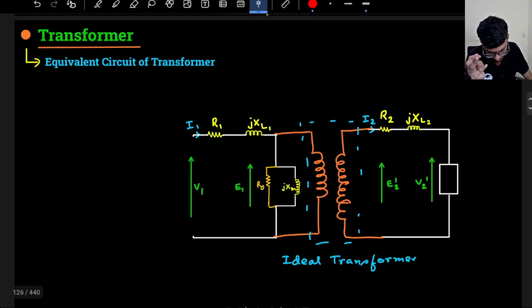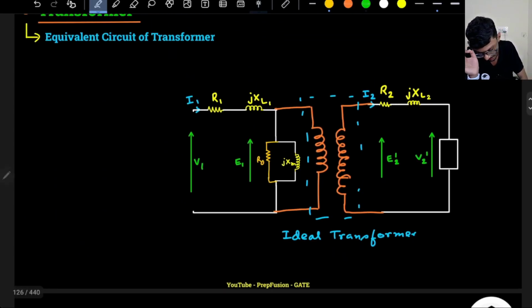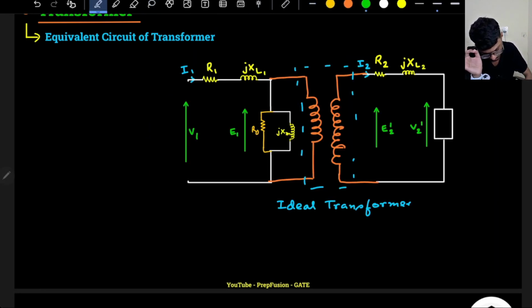Now let us try to draw the exact equivalent circuit. So this is actually the exact equivalent circuit. You can remember this. Of course, you don't need to remember everything. We have understood it conceptually. This is the exact equivalent circuit.